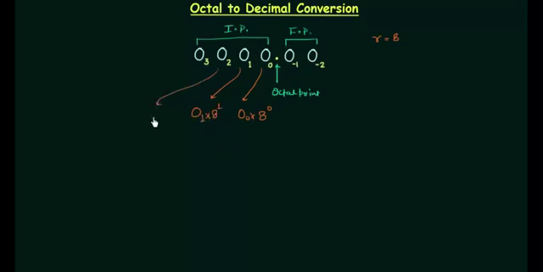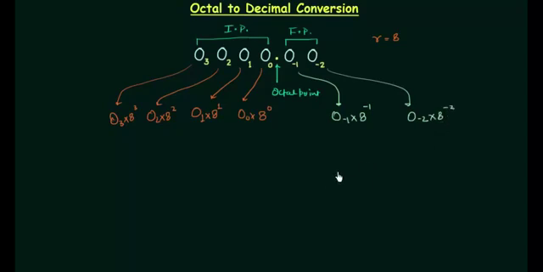In the same way, I will multiply O2 by 8 raised to power 2 and O3 by 8 raised to power 3. Now we will move to the fractional part, and I will multiply O subscript minus 1 by 8 raised to power minus 1 and O subscript minus 2 by 8 raised to power minus 2. And in order to get the decimal equivalent, we have to add them. So I will add them, and the result is the decimal equivalent of this octal number.